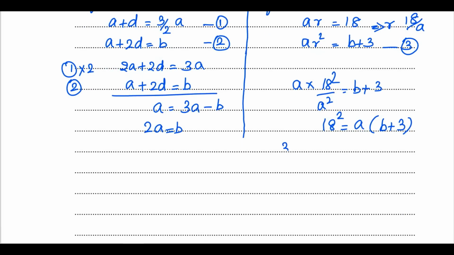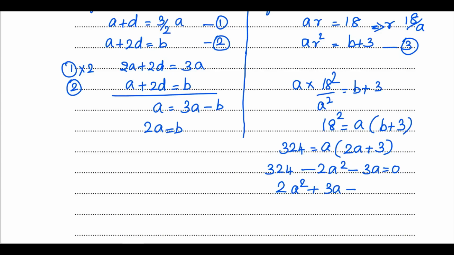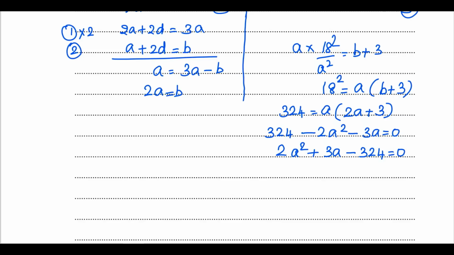So 18 square is 324, equal to A. For the B value, you substitute 2A. So 324 minus 2A square minus 3A equal to 0. Or this can be written as 2A square plus 3A minus 324 equal to 0. Solve this using the quadratic formula.